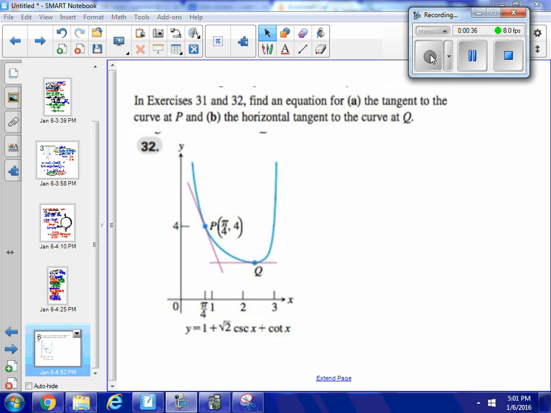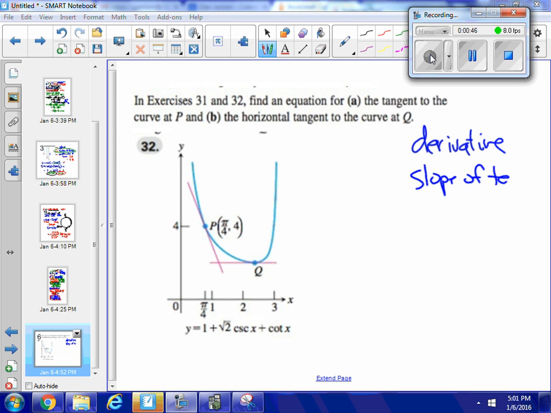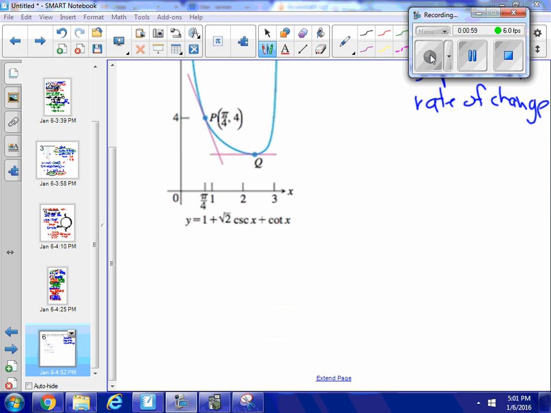So what do we remember? We remember that the derivative is the same thing as the slope of the tangent, which is the same thing as the rate of change. So here is our function. Let's see if we can find the derivative. We want to find y prime.